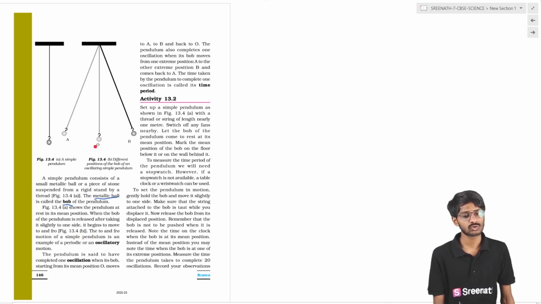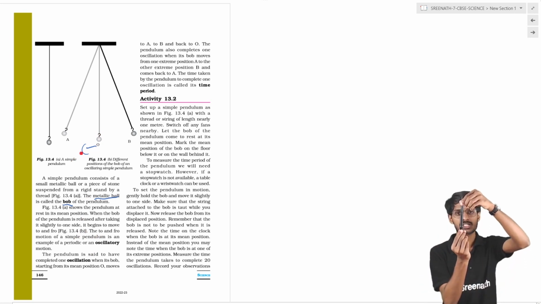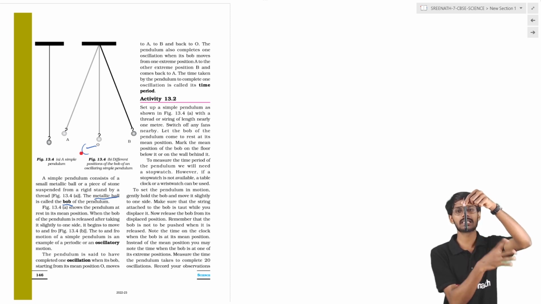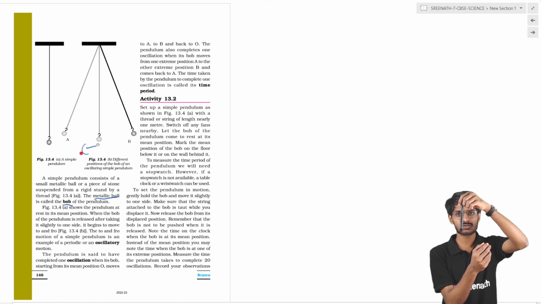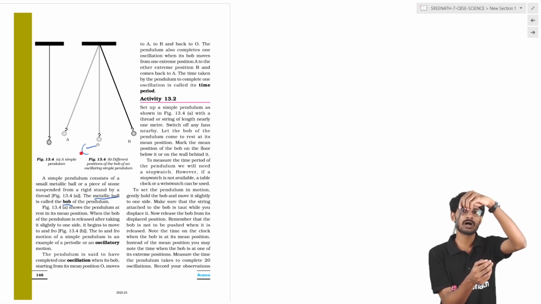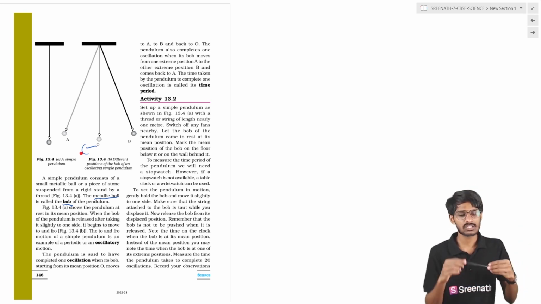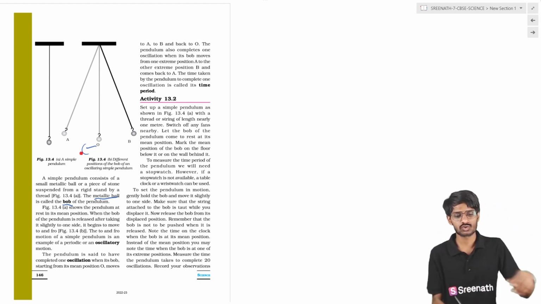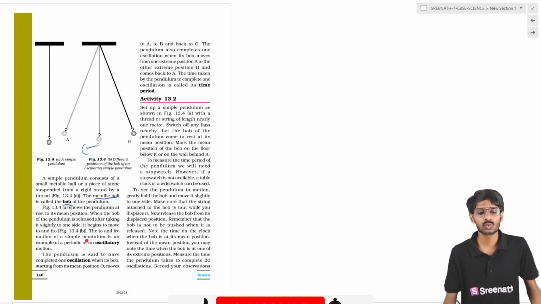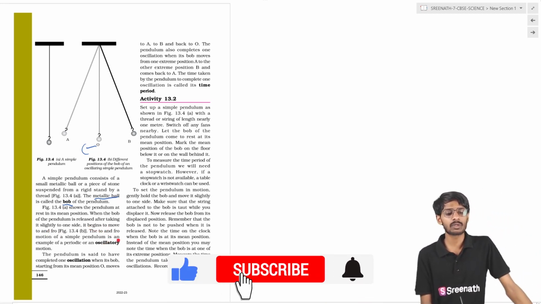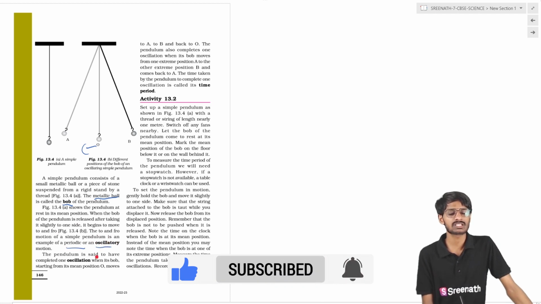You just move this bob, suppose this is the position, tilt it to some distance and leave it. Whenever you tilt and leave it, it goes like this, and it goes like this. These are the periodic oscillations. This is called simple pendulum motion, students. It begins to move to and fro. The to and fro motion of a simple pendulum is an example of periodic or oscillatory motion.